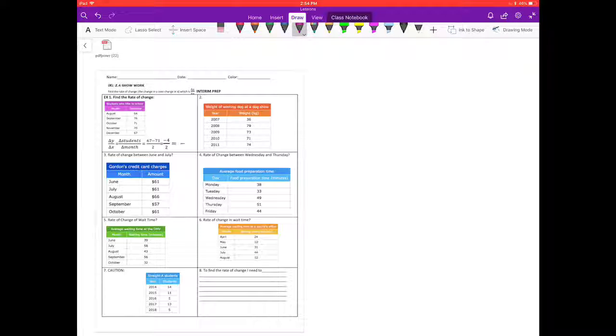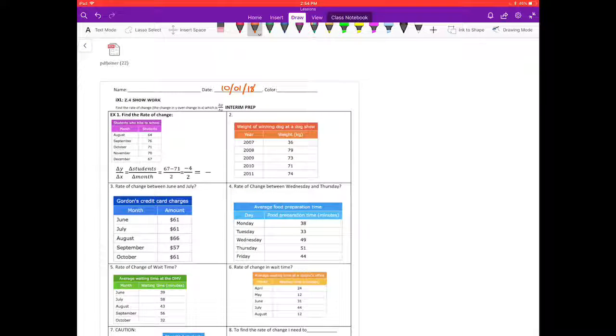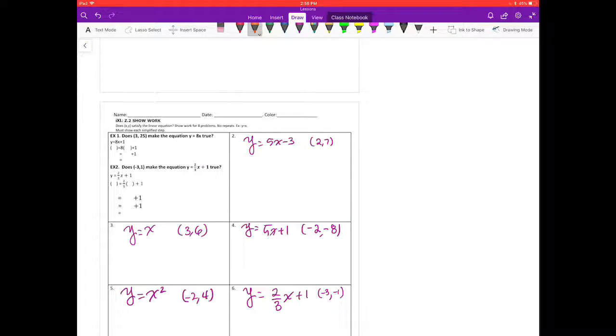Hey guys, okay, so I'm gonna go ahead and review today's lesson. So today's lesson was for 10/01/18. Okay, and so today's agenda was finding the rate of change, and then also finding out if an ordered pair satisfies the linear equation.